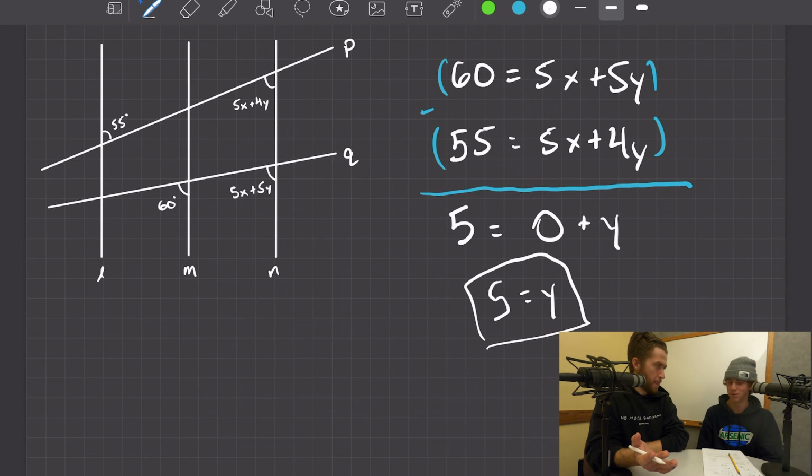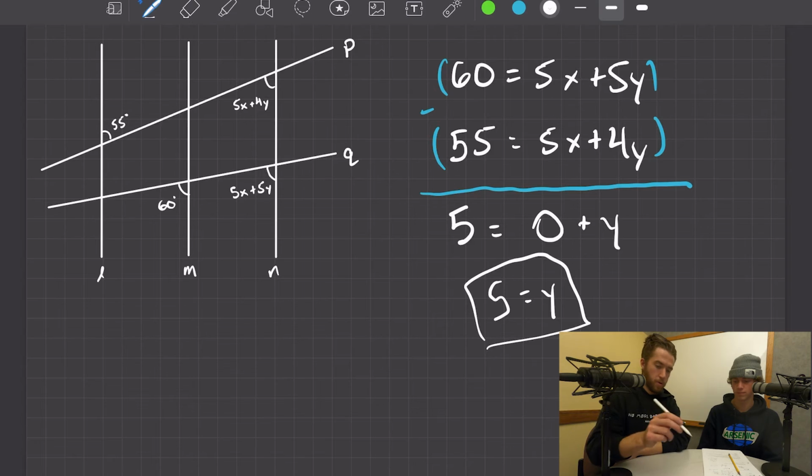Substitution would have gotten us the same answer. It would have just been a lot more math. Anyway, we're in geometry class, so we don't have to worry about that too much. But we know y is 5, so you can take over from now.